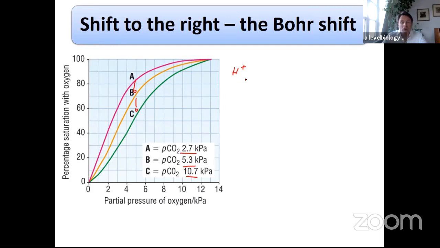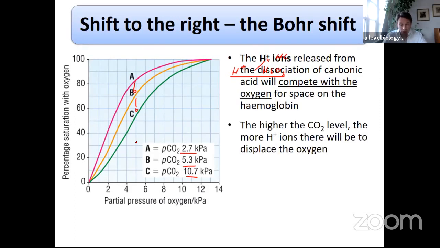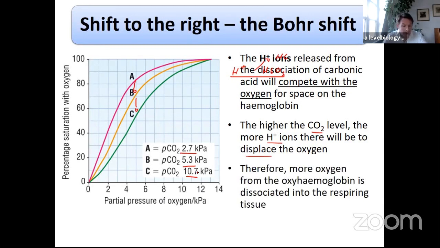Then the more oxyhemoglobin is going to be turned into hemoglobinic acid. Therefore, the more oxygen will dissociate from the hemoglobin for the same partial pressure of oxygen. So the higher the carbon dioxide level, the more hydrogen ions will displace the oxygen, and more oxygen will come off and dissociate and go into the respiring tissues.